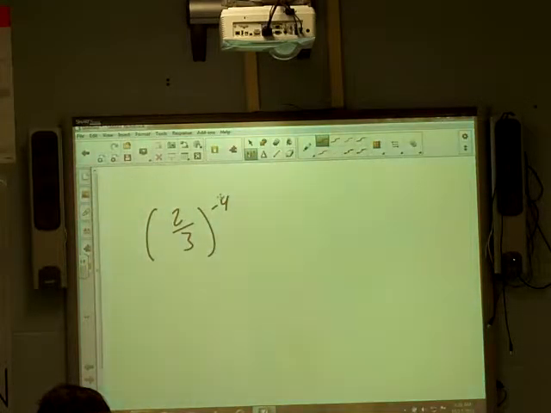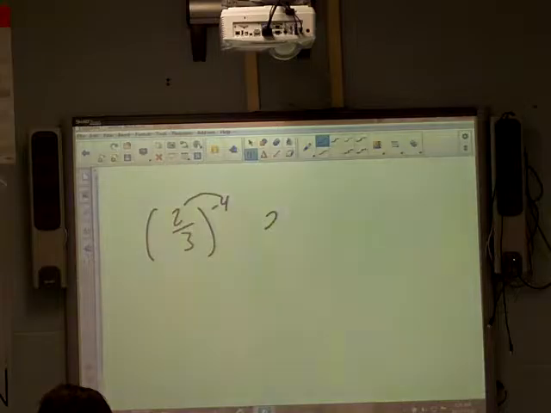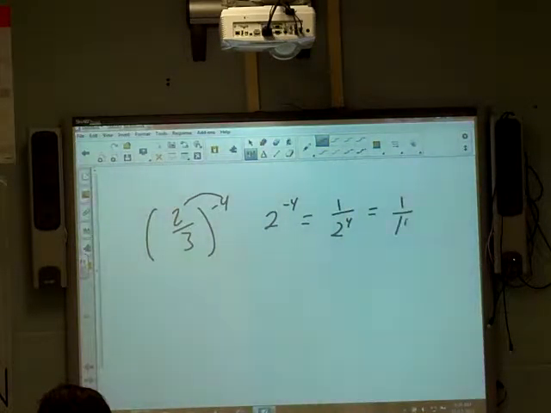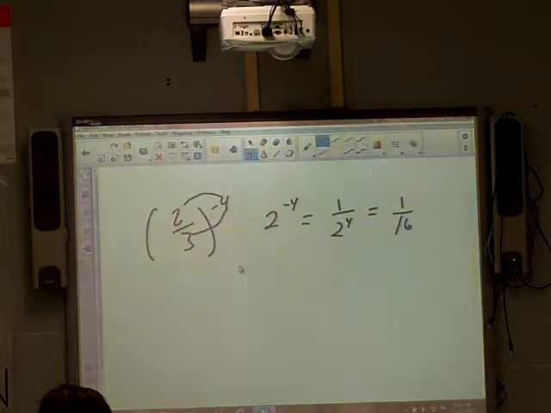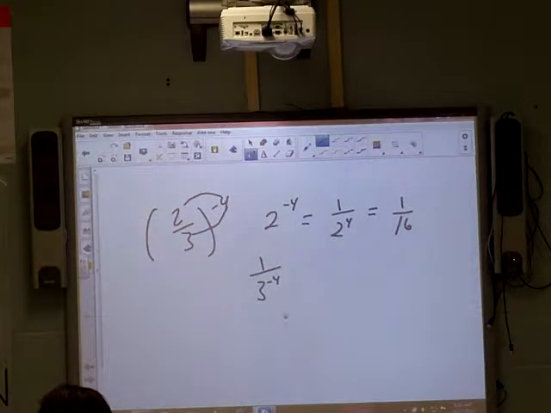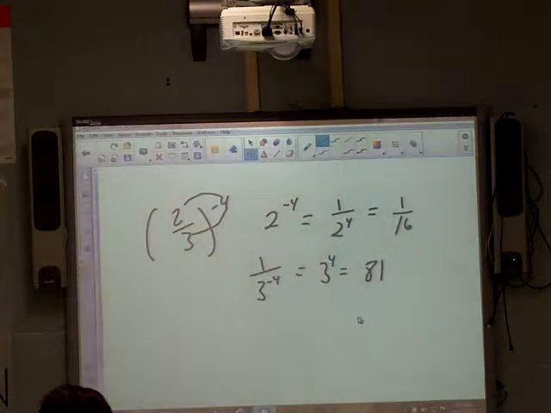Okay, so the negative 4 has to go to the 2, which if I had 2 to the negative 4, that's the same as 1 over 2 to the 4th, which is the same as 2 times 2 is 4 times 2 is 8 times 2 is 16, 1/16. Right? Okay, now I've got on the bottom down there, I've already taken the 2 out, so I'm going to say that's the same as 1 over 3 to the negative 4th, right? Which is 3 to the 4th, which is 3 times 3 is 9 times 3 is 27, times 3 is 81.